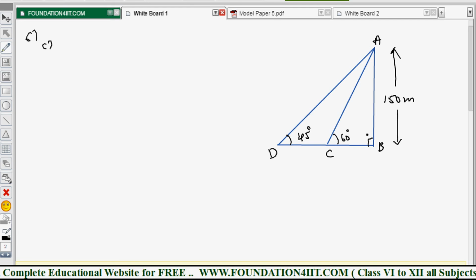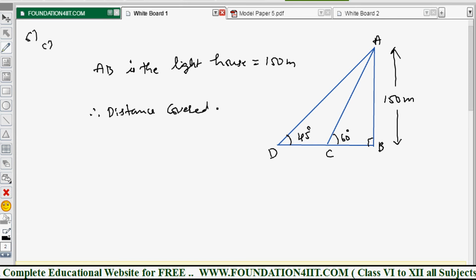Okay. So AB is the lighthouse, that is 150 meters, and the distance covered in 2 minutes is DC. So this should be the distance covered. Now according to the given, AB is the lighthouse, that is given 150 meters, and the distance covered in 2 minutes, because they change, is equal to D to C. So to cover the distance from D to C, they took 2 minutes.